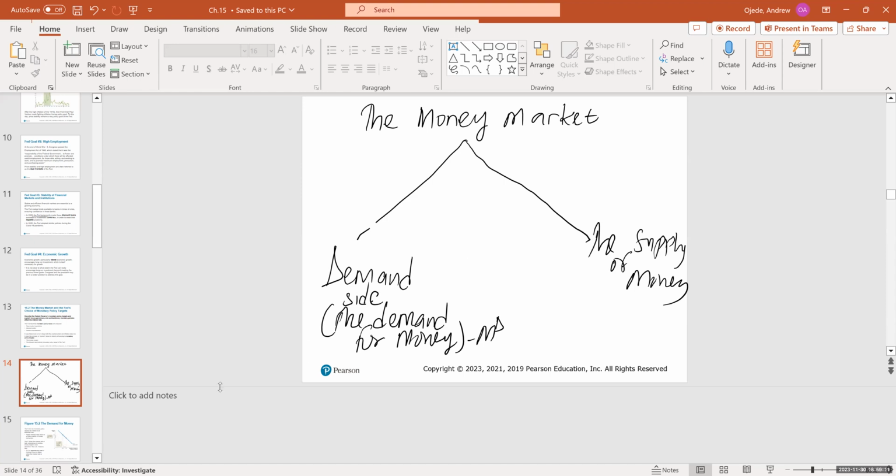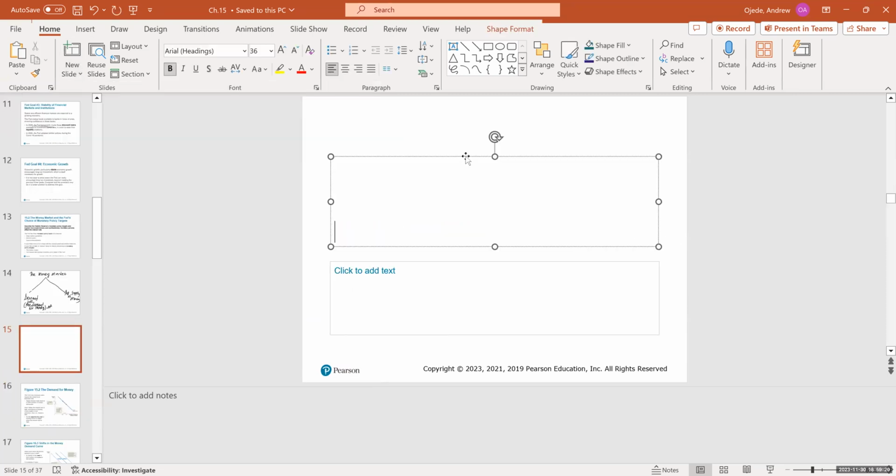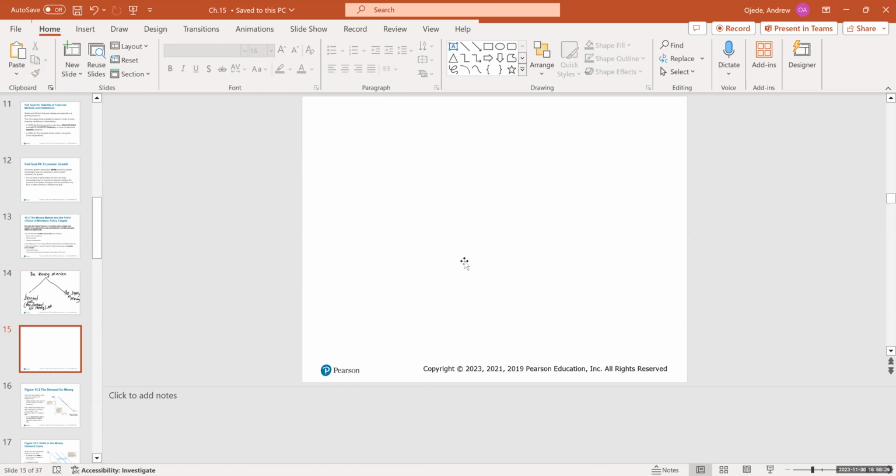That means the price you must pay anytime you're walking around with money, whether you're keeping it at home, in your wallet, or in your purse, is the interest rate you must forgo had you left that money in some interest-bearing account, like a savings account. So the interest rate is defined as the opportunity cost. I'm talking about the nominal interest rate, not the real interest rate. The opportunity cost of holding money.